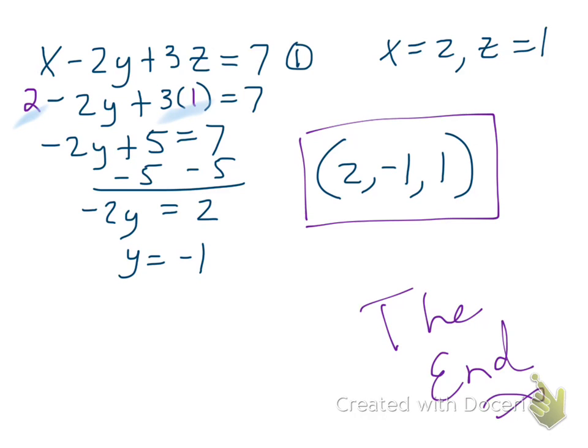So our final solution is what we call an ordered triple. It's the point (2, -1, 1). And that's it.